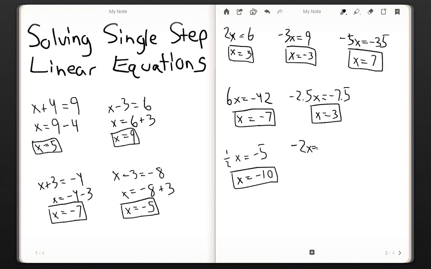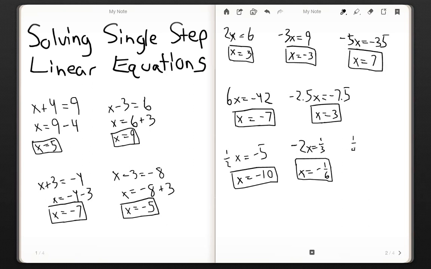Negative 2x equals 1/3. So now we're going to divide 1/3 by negative 2 to get x by itself. 1/3 divided by negative 2, well, that's just half of 1/3, and then you put a negative sign in front of it. Half of 1/3 is 1/6. So 1/3 divided by negative 2 is negative 1/6.